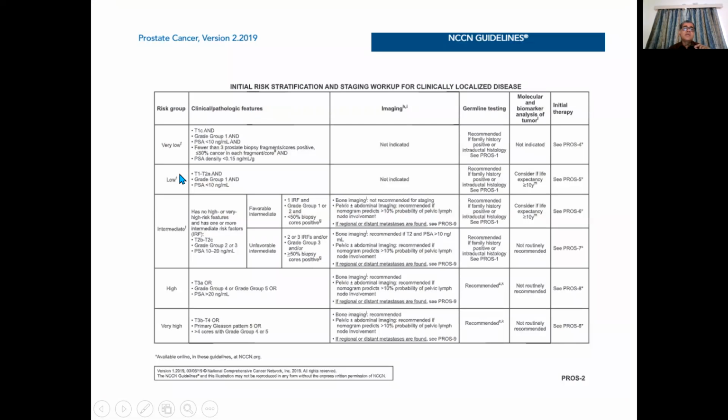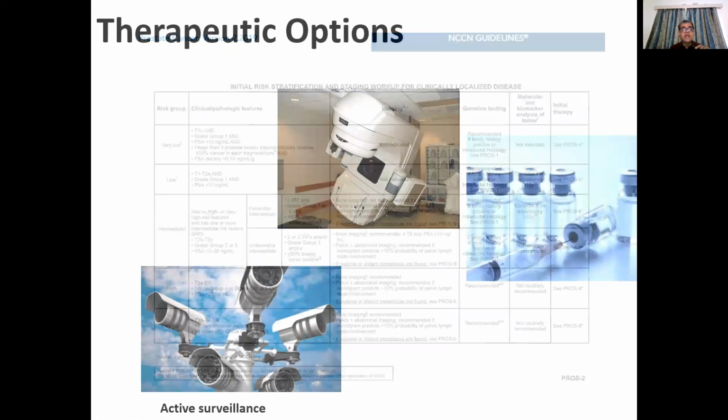If you look at NCCN guidelines, the stratification of prostate cancer patients extends from very low to very high groups, and in each of these groups, grading is an integral part of risk stratification of the patients, from very low to very high risk.